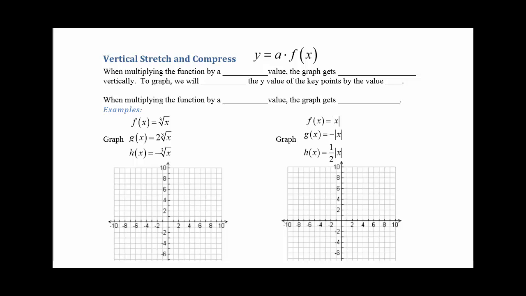The next transformation is a vertical stretch and compress. This is if we're multiplying, but it's on the outside of the function. So you can see all the different equations that we're going to look at here in a second. When multiplying the function by a constant value, the graph gets stretched or compressed.